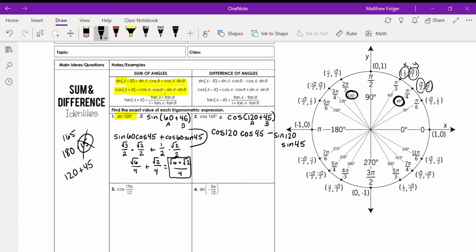So let's find all these things. Cosine of 120 is the x value at 120, which is negative 1/2, times the cosine of 45, which is the x value at 45, which is square root of 2 over 2.